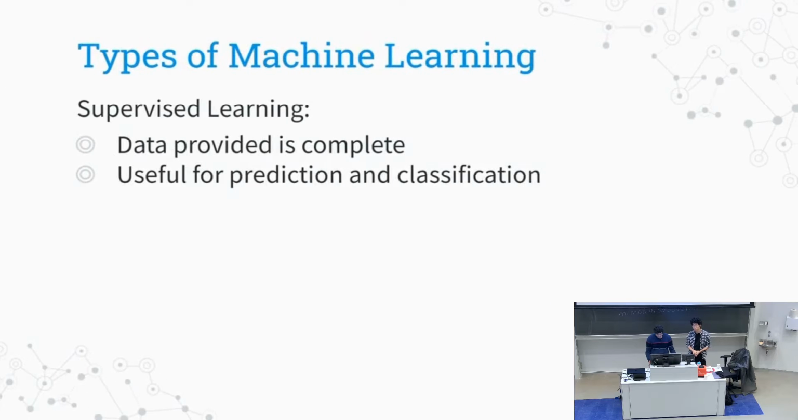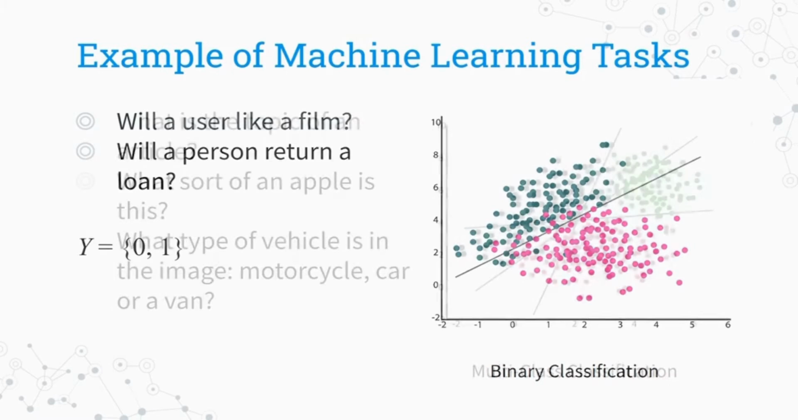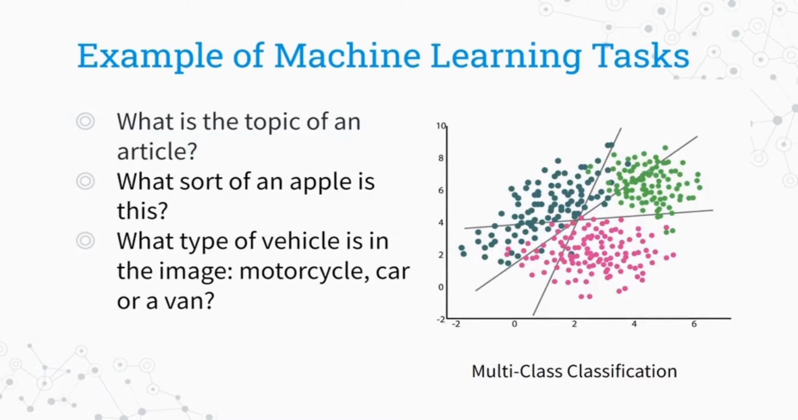So machine learning can be split into multiple categories, two of which are supervised learning and unsupervised learning. In supervised learning, the machine is provided with labeled data, and it starts with labeling future items. An example is binary classification, in which we split items into two categories. Such an example is predicting whether a user will like a film, or will a person return a loan based on previous data.